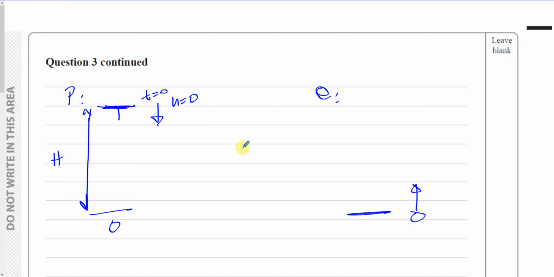All right, for P, what I'll do is I'll consider for P, I'll say it's going to have fallen. Let's call this distance x.